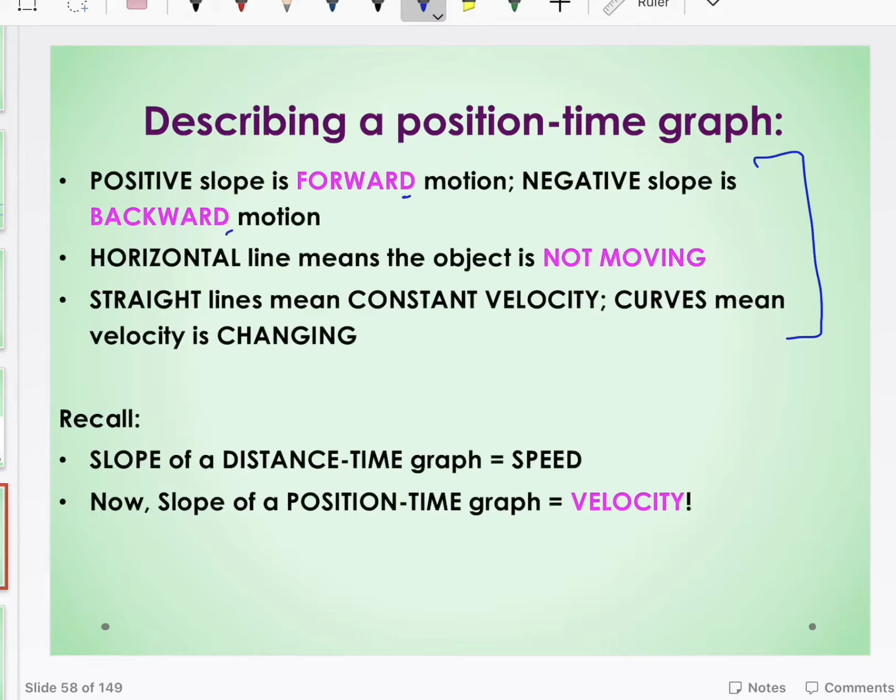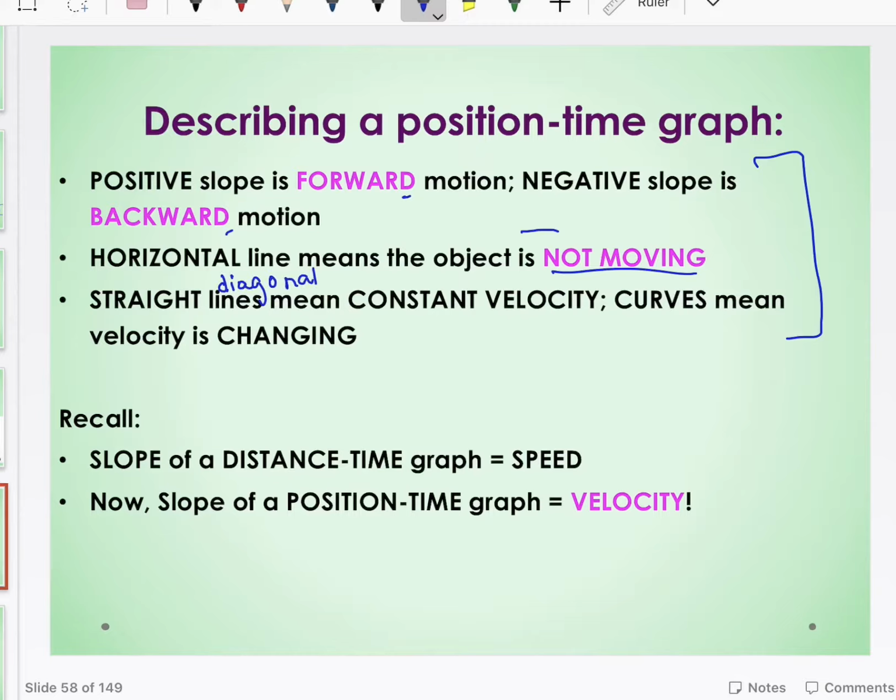A horizontal line, so straight across, means that they're actually not moving, right? Because their position isn't changing. If you have a straight, and again, this should read straight diagonal.